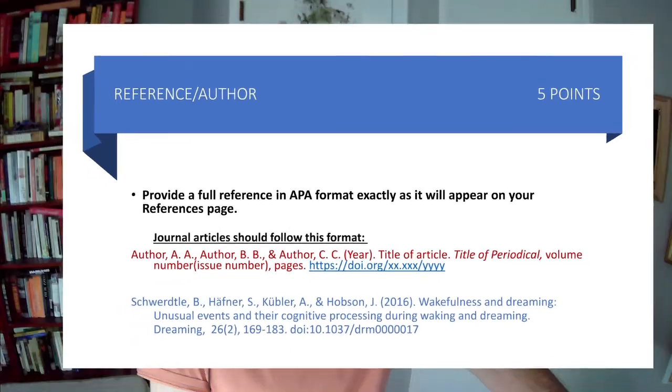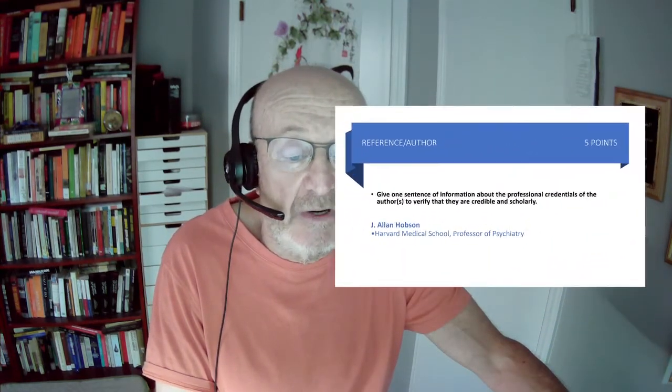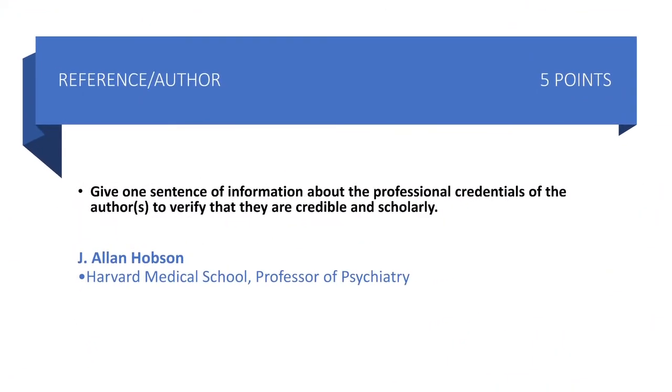The second part of this assignment requirement is author. Give one sentence of information about the professional credentials of the author or authors to verify that they are credible and scholarly. You don't need to overdo this. I don't need to see their entire life story. What our student example here shows for Professor Hobson is sufficient to establish Professor Hobson's credibility. That's all I'm looking for.